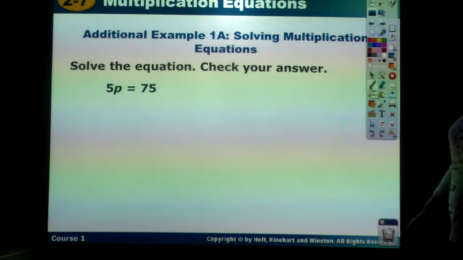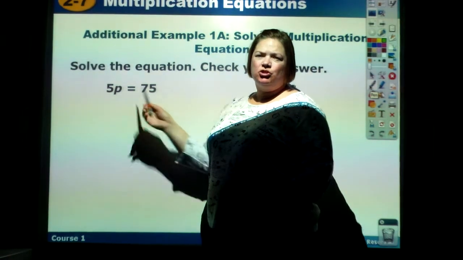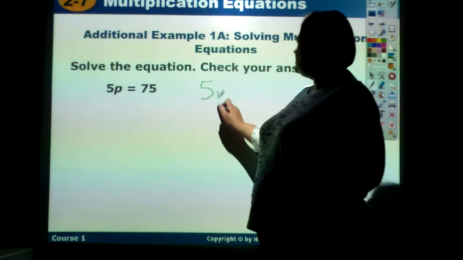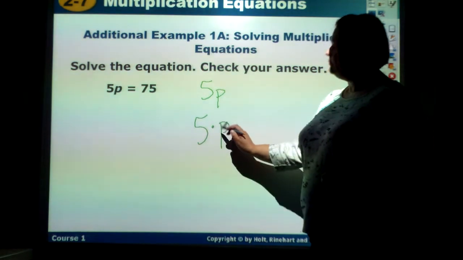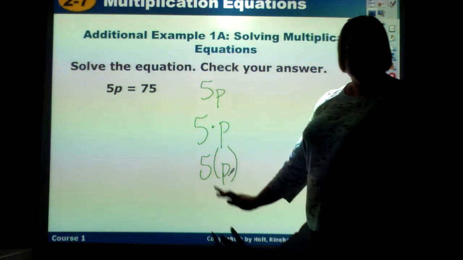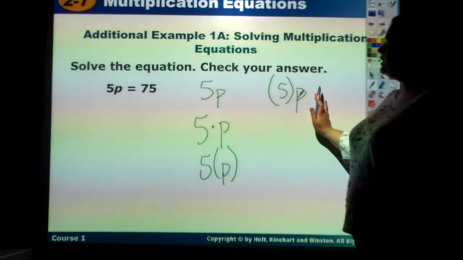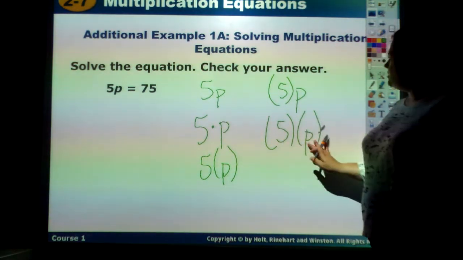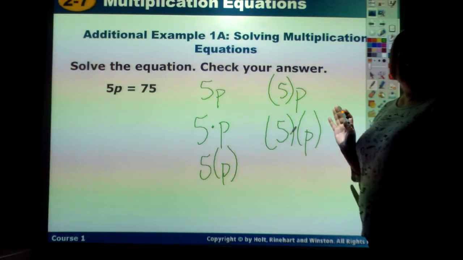So we have solve the equation. We have 5p. Remember when we have a number and a variable smushed up next to each other, that means multiplication. Before we do this, let's review. 5 dot p means multiplication. 5 parentheses p means multiplication. The 5 in parentheses with the p on the outside means multiplication. And 2 parentheses smushed together means multiplication. So all of these are different ways that mean multiplication.